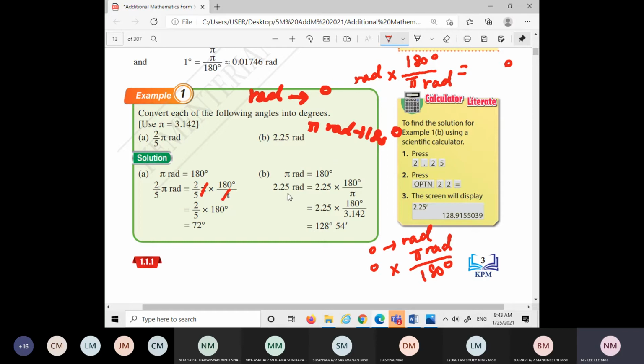Okay, second question. 2.25 radian. Same thing, times 180 degree over pi. Given this, use pi as 3.142. Therefore you must use 3.142 as your pi. You cannot straight away press the pi from the calculator. So you just press 2.25 times 180 divided by 3.142, you will get this answer. I don't know whether you get this answer or you get the answer in point. I wait for you, you test.